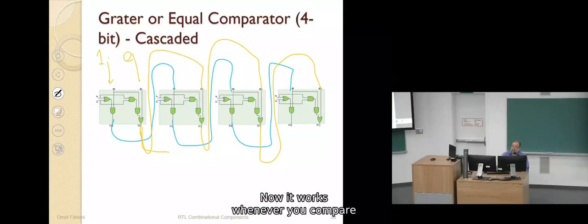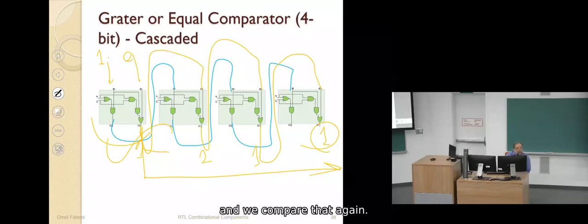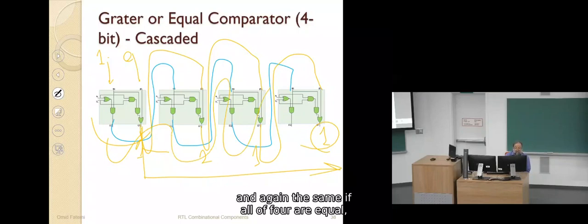Now it works. Whenever you compare two 4-bit numbers, starting from A3 and B3, if it is greater, then this becomes 1, and it goes all the way down. So the greater would become 1 here. When one of them becomes 1, then this becomes 1. If equal is 1, then it goes for the next one. And we compare that. Again, if this is equal, again going to the next bit, and again the same. So if all four are equal, then this becomes 1. And if equal is 0 and greater is 0, both of them are 0, it means that it is less. A is less than B. Good?